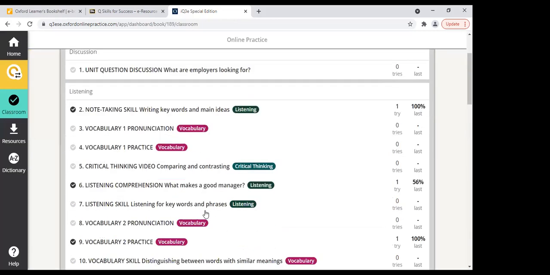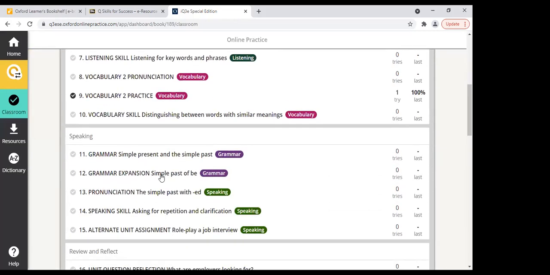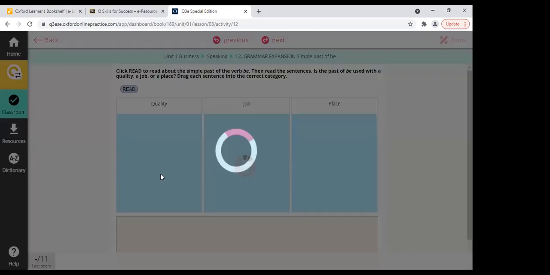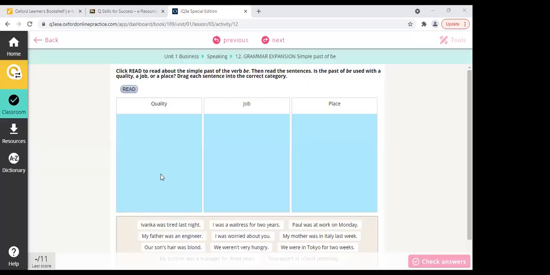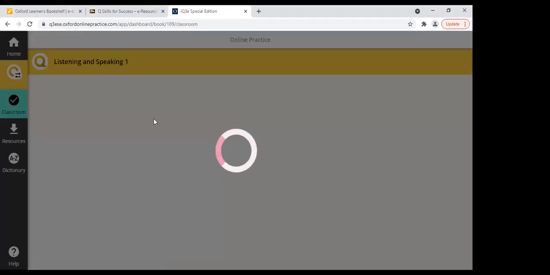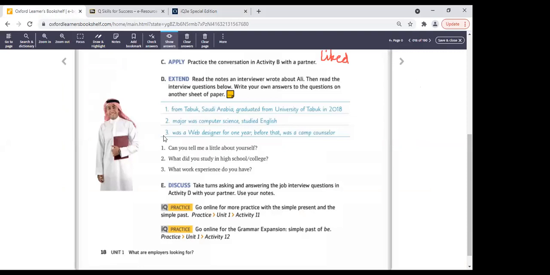What was the grammar expansion? It's about simple past. No, okay, we'll leave this because that's slightly different. So those are the activities on there, for you to use. Even the grammar expansion is not exactly what we're doing now. It's an expansion, extended, something extra, some extra information. So if you'd like to do that, you can go online and check that out.